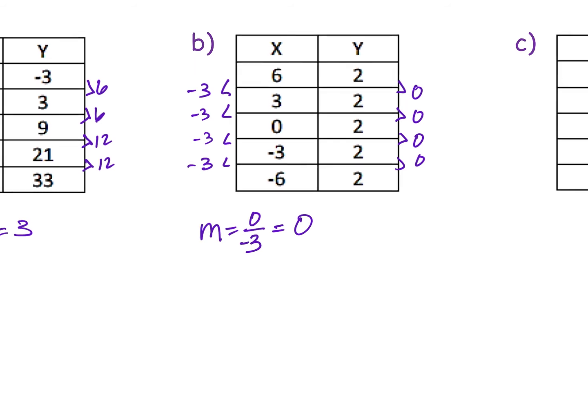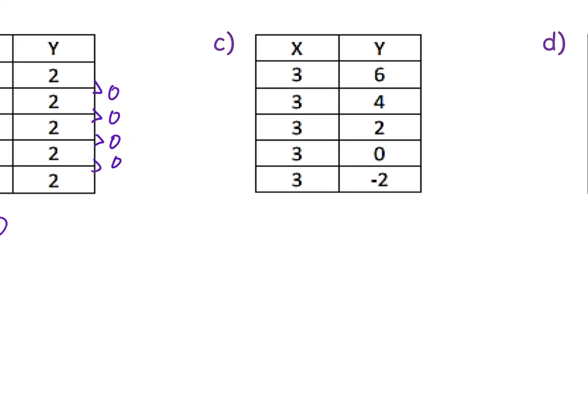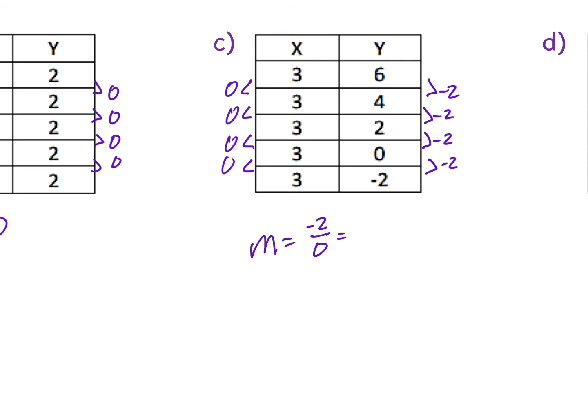Okay. So now we're going to go to number C. Yes, number C. Quit laughing at me. Letter C. Okay. What is my difference on my x's? 0, 0, 0. What's my differences on my y's? Negative 2. Slope is negative 2 divided by 0. What's my slope? Undefined. Undefined, right?